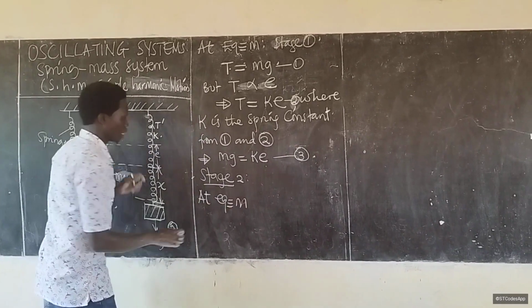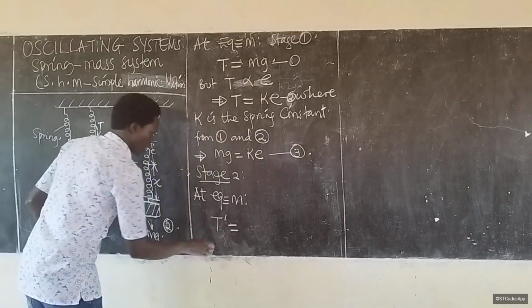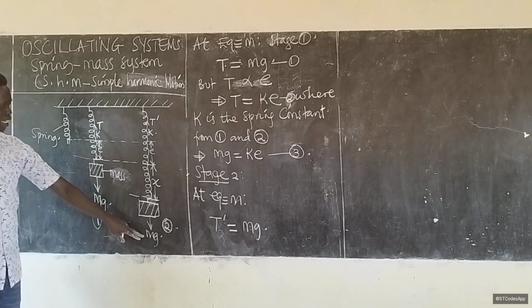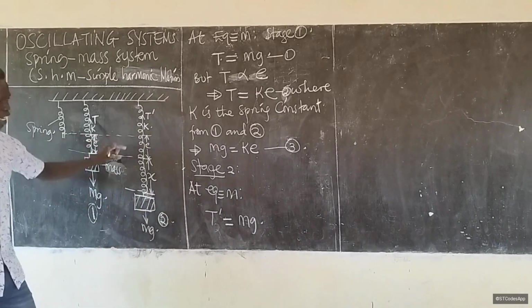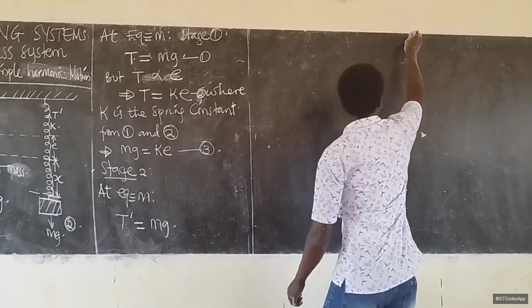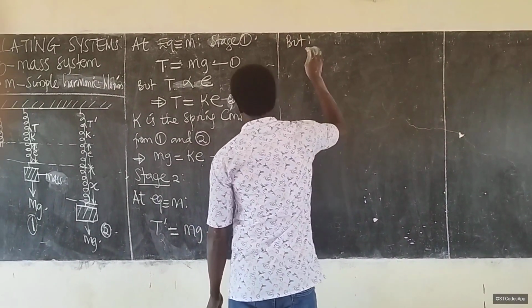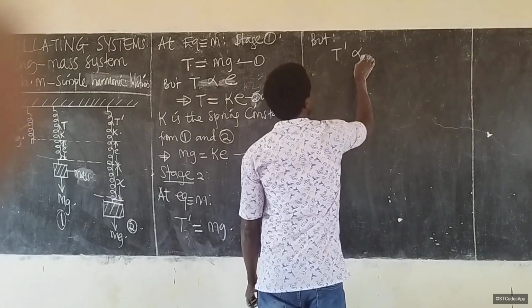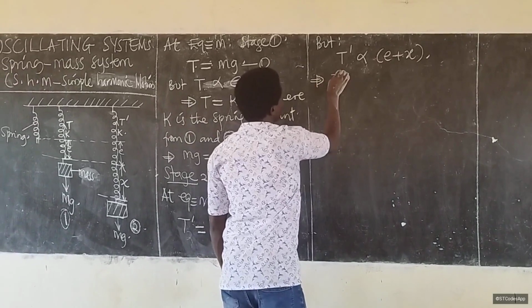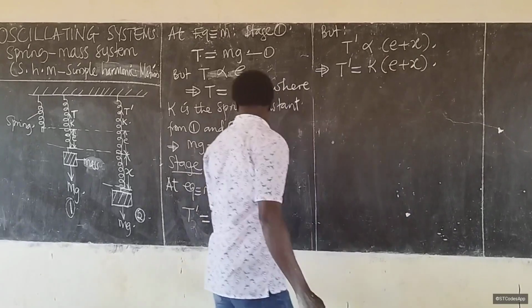We shall have T prime is equal to mg. That is at this point. But here we shall have that our T prime here now. But then T prime is directly proportional to e plus x. So this implies that our T prime becomes k(e plus x) in this case.